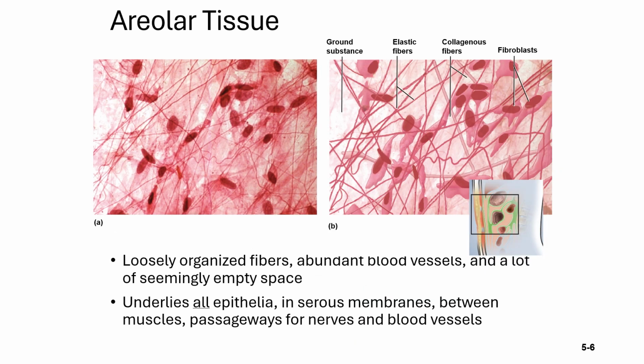Here in this diagram, which is a microscopic appearance, you can see very few fibers. There is a lot of ground substance, which appears as empty spaces, and also numerous blood vessels. Areolar tissue is found in almost every part of the body. As I mentioned earlier, nearly every epithelium rests on a layer of areolar tissue. It's also seen in serous membranes and between muscles.